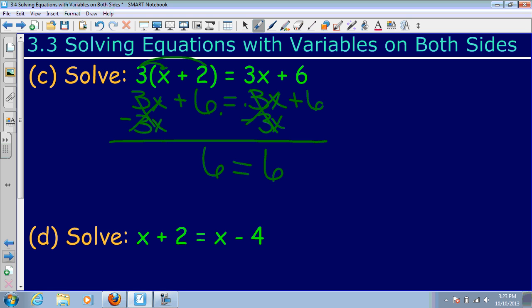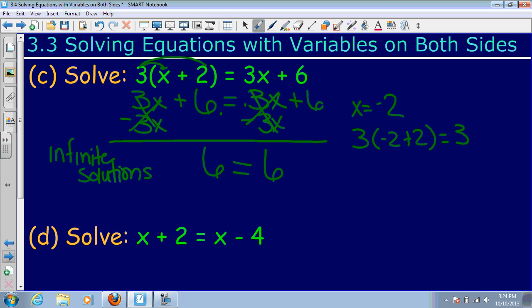What that means is no matter what number I put in for x, it's going to make the equation true. So there are infinite solutions. Okay, let me show you. Let's say x equals negative 2. So we have 3 times negative 2 plus 2 equals 3 times negative 2 plus 6.